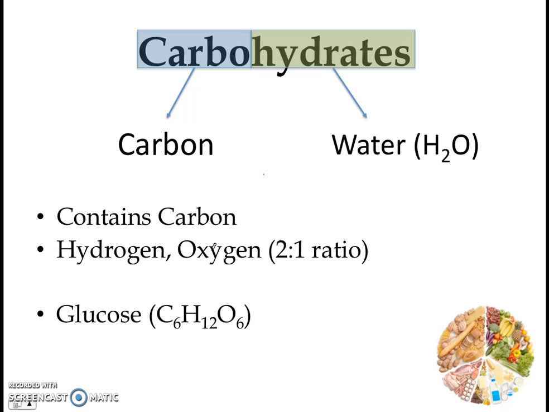And glucose has the chemical formula C6H12O6. So that means that there are 6 carbon atoms, 12 hydrogen atoms, and 6 oxygen atoms in one molecule of glucose. So you see how that fits the criteria, right? Contains carbon and hydrogen and oxygen in a 2:1 ratio.